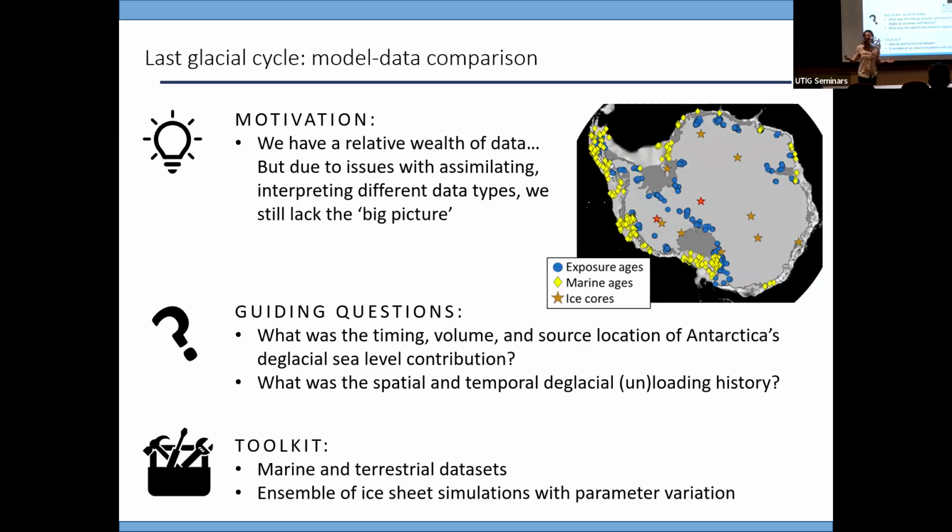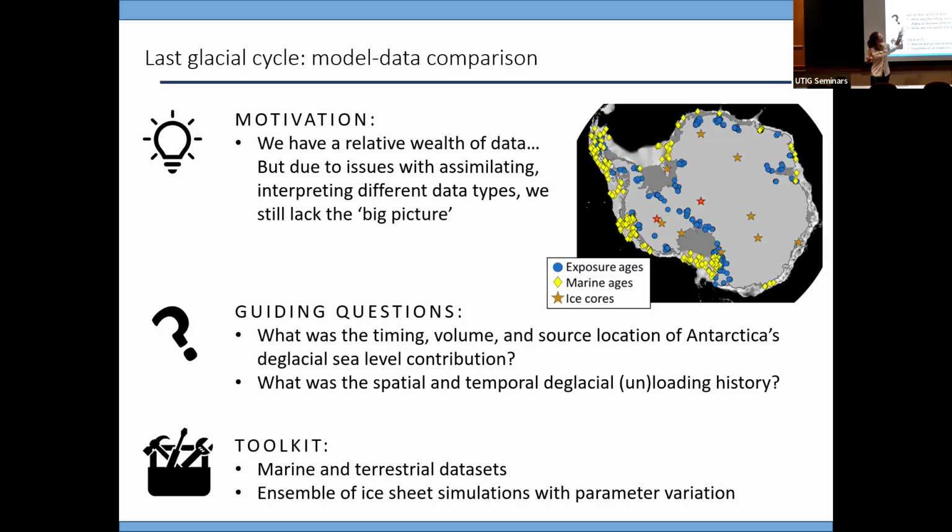We have so much data, we have another problem, which is that the different data types don't actually agree. If you're an exposure age scientist and you're going to build a picture of Antarctic deglaciation from these exposure ages, you get a different picture than a marine scientist. And the communities aren't always really talking. So that leads to another problem. For example, terrestrial ages suggest that there was a rapid ice sheet thinning late in the Holocene, but the marine ages show grounding line retreat 2,000 or 3,000 years earlier. So that doesn't make a lot of sense.